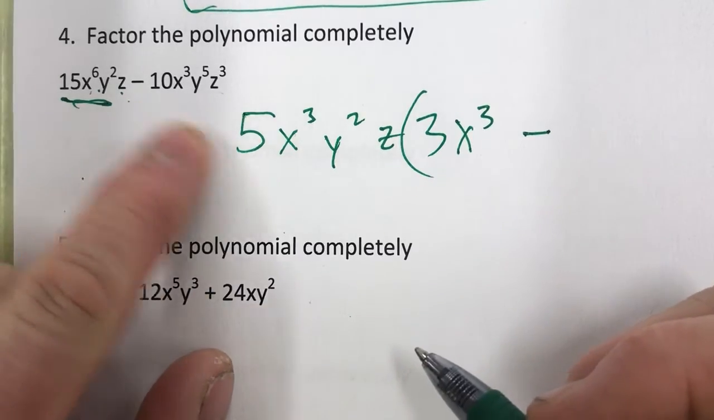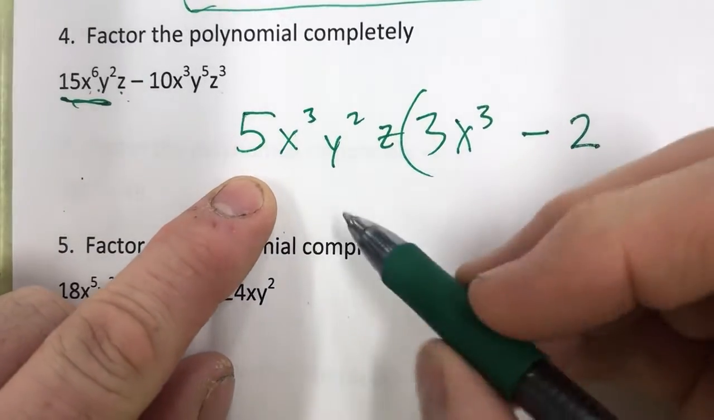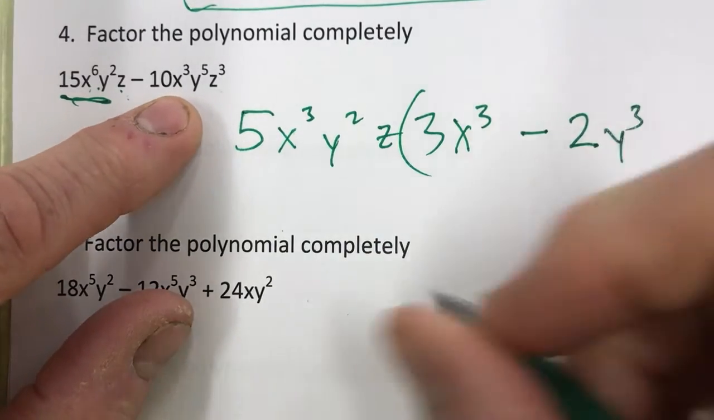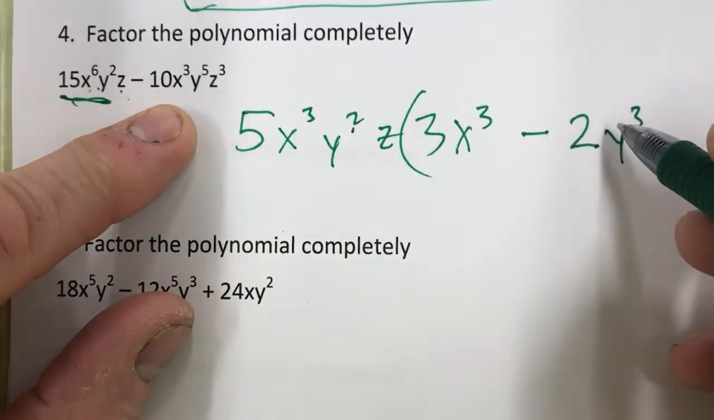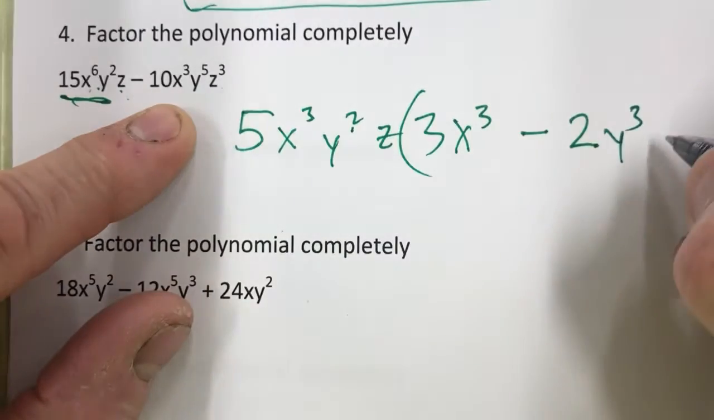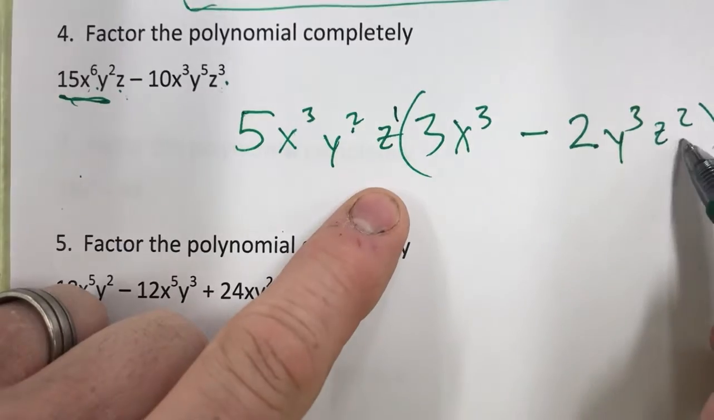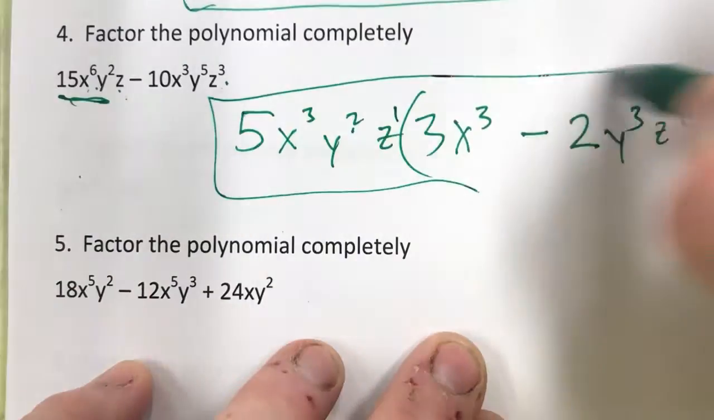Now I'm going to do this one. 10 divided by 5 is 2. When I do my x's, they zero out. The y's, they'd be y^3. So here, 5 minus 2 would be 3. Then when I do my z's, I'm going to have z^2 because, see, I got 3 here and I only got 1 there. 3 minus 1 will be z^2. And so there's my answer right there.